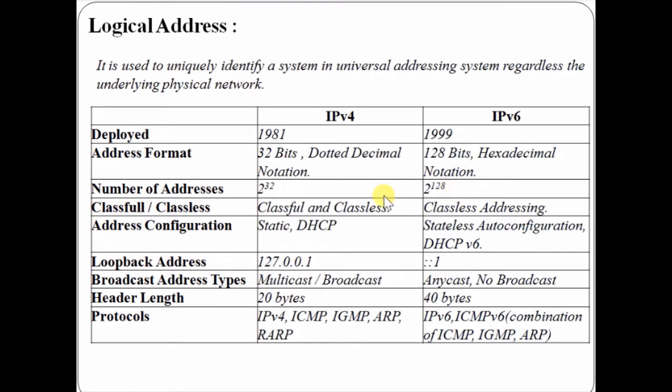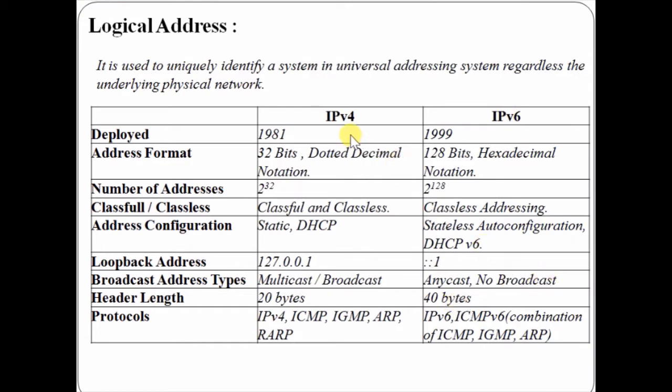We can configure a machine using an IPv4 address either statically, that is manually, or we can use a DHCP server to assign the IP addresses. Whereas IPv6 uses stateless autoconfiguration or DHCPv6 to assign an IP address to a machine. IPv4 supports multicast as well as broadcast, whereas IPv6 does not support broadcasting.